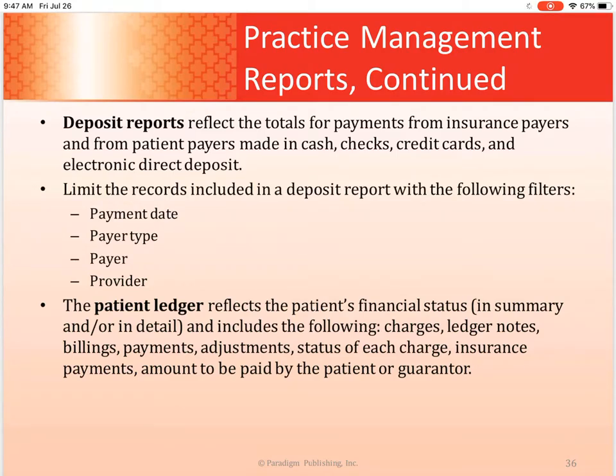The patient ledger is a report that reflects the patient's financial status in a summary or in detail. Charges, ledger notes, billings, payments, and adjustments are all shown in both the summarized and detailed status. The status of each charge is listed, as well as insurance payments that have been made and the amount for which the patient or the guarantor is responsible. And you have a patient ledger in figure 9.19.